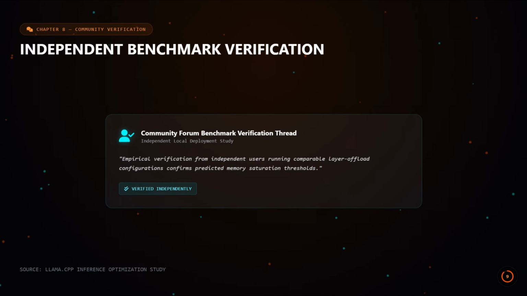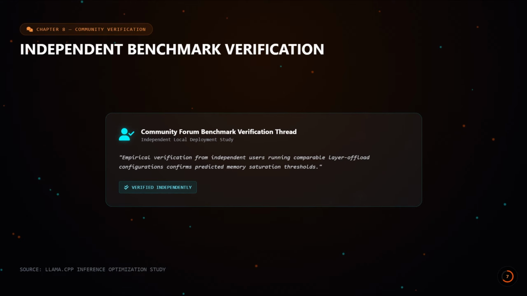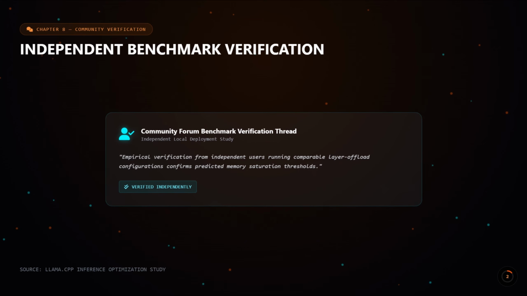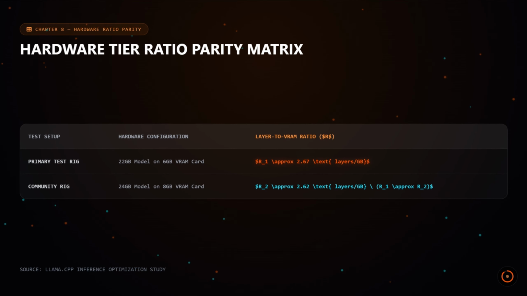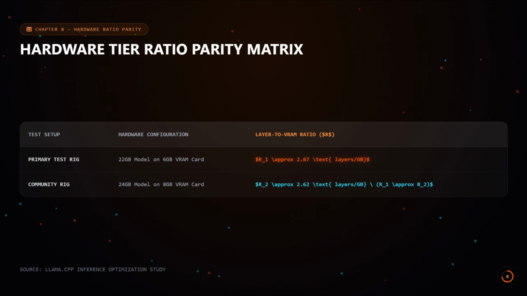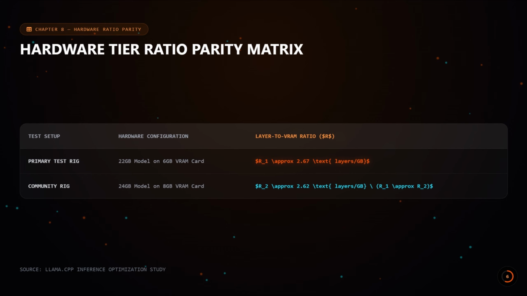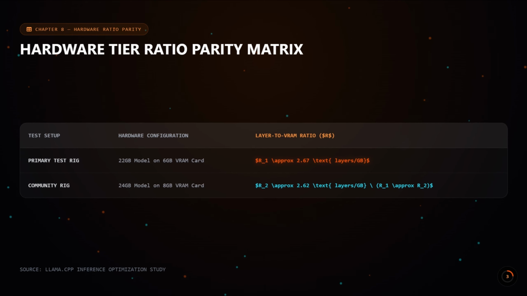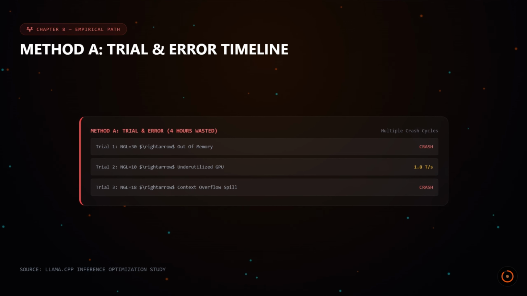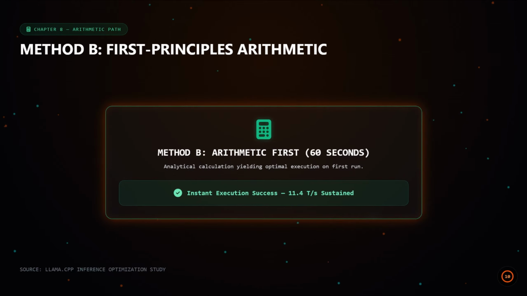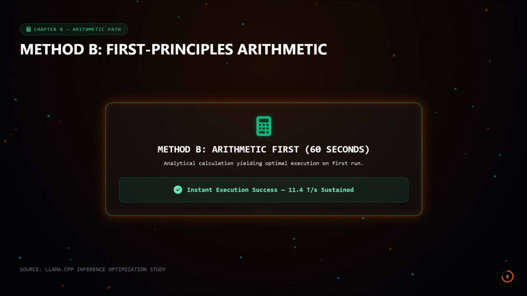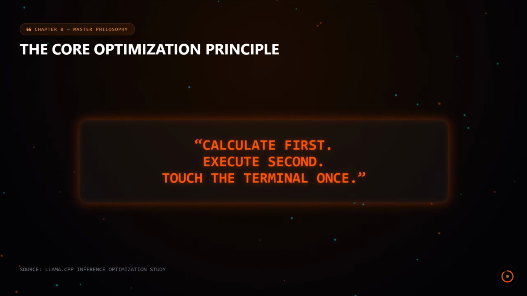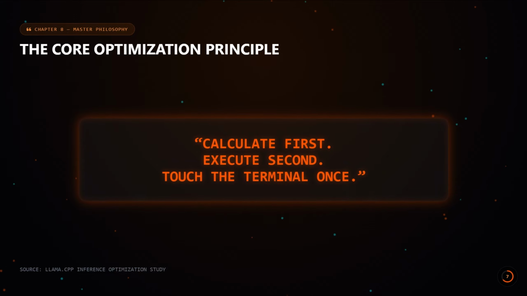Here is a thread I found while checking this before recording, because I did not want to state a number I had not seen someone else hit independently. Someone running a comparable setup, a 24 gigabyte model on an 8 gigabyte card, one tier up from mine, landed on almost the identical layer to VRAM ratio I did, without knowing my numbers going in. They arrived at it by trial and error over an evening. I arrived at it by doing the arithmetic first. Same answer, different amount of time wasted getting there. That is the entire pitch for doing the math before you touch the terminal.